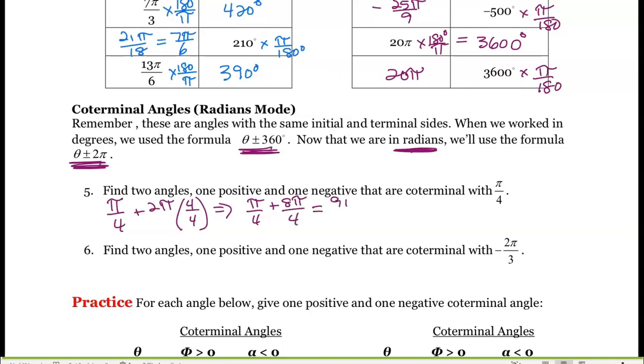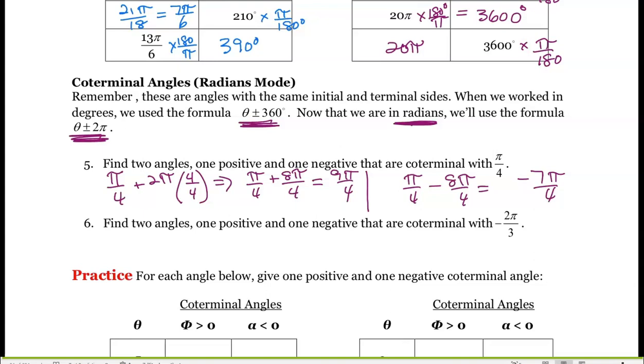Add them together, I get 9 pi over 4. Okay? If I want to get the negative coterminal, I'm going to take my original, pi over 4, and subtract my 8 pi over 4, and that gives me negative 7 pi over 4.